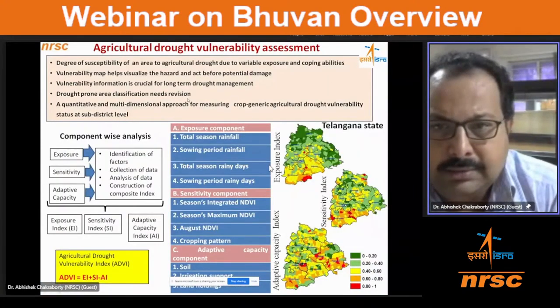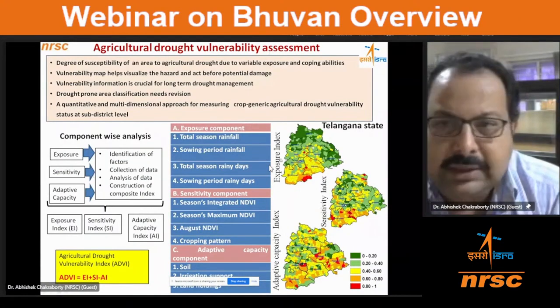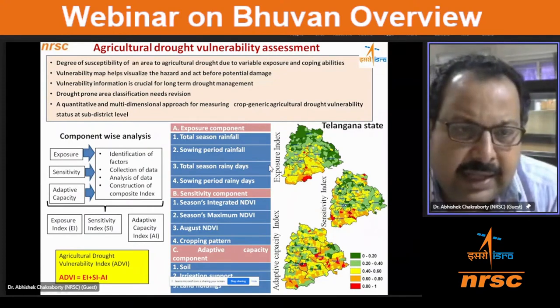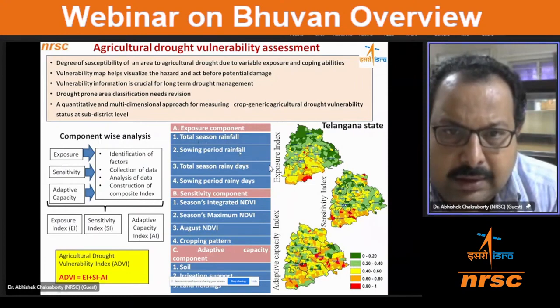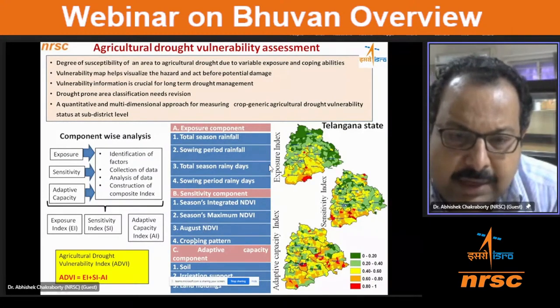Another important thing I have been telling you about is the agricultural drought vulnerability for the long term. It is basically determined by three things: exposure, sensitivity, and the adaptive capacity of the particular area. We use long-term rainfall, sowing period rainfall, total season rainy days, and total period rainy days. This comes under the exposure part. For sensitivity, we use seasonal integrated NDVI, maximum NDVI, August NDVI, and cropping pattern. Adaptive capacity means the irrigation support, land use, and soil.